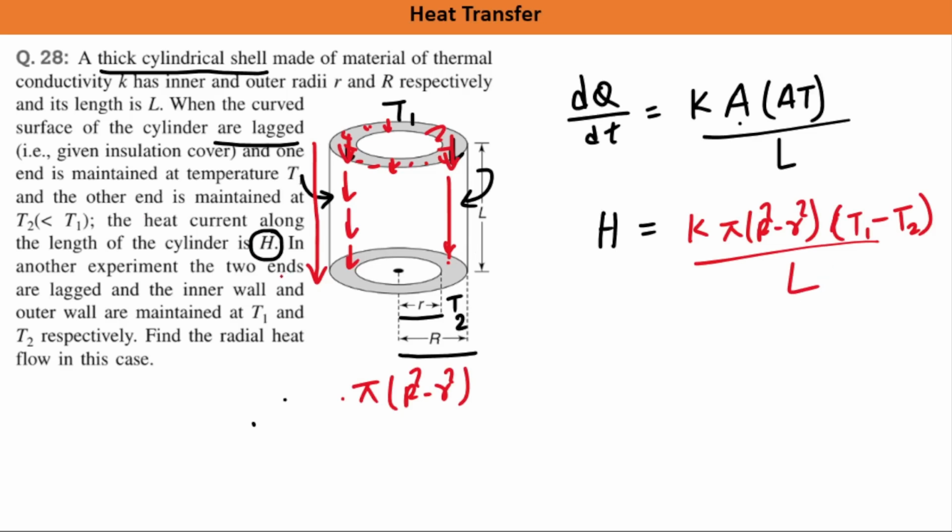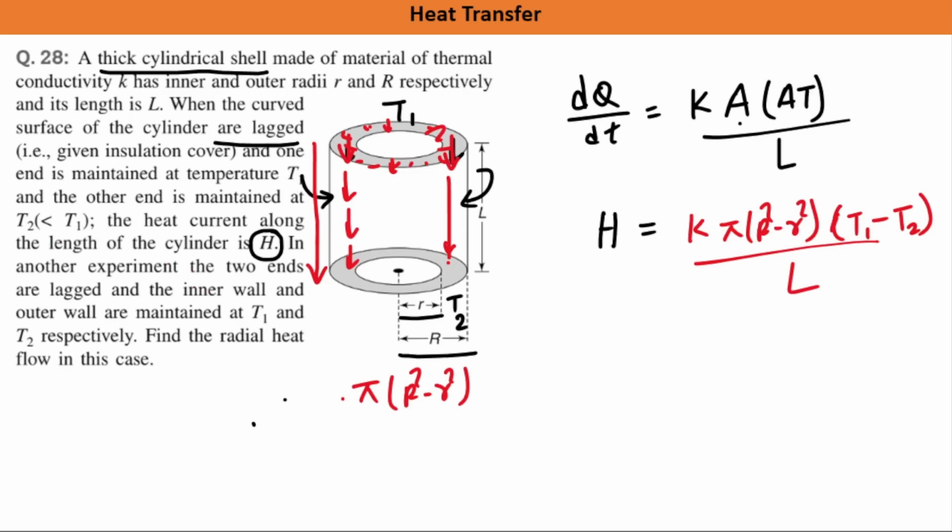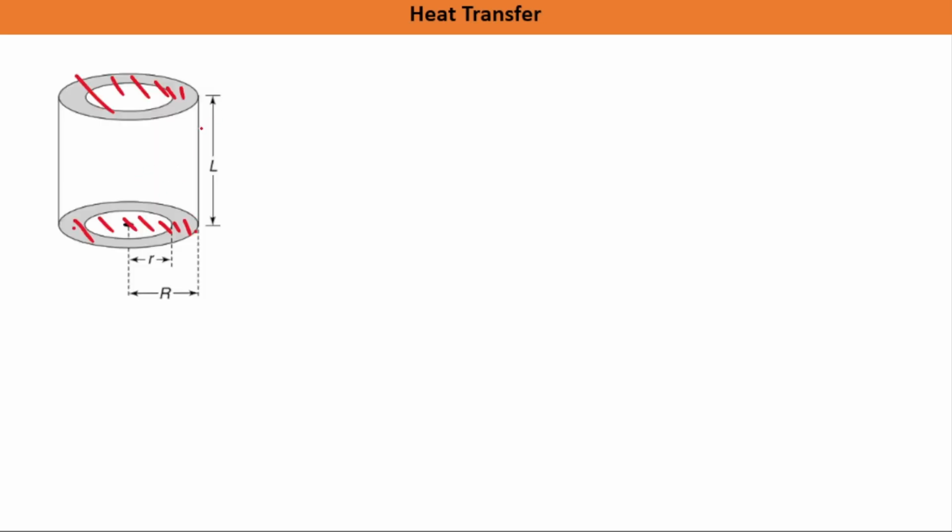Done? Now in the second case, what is said: the two ends are lagged now, we are making this an insulator. So what we are doing is, we have covered this, so it won't allow heat transfer to occur, and in this case heat flow will occur along the radial direction. So here we have removed the insulation cover. Okay, so look, here there will be the inner wall, and these two are the inner wall, these two are the outer wall, and the inner wall is maintained at temperature T1, it is said in the question, the outer wall at T2, and then heat flow will occur across the radial direction. And we have to find the value of heat flow in the radial direction in this case.